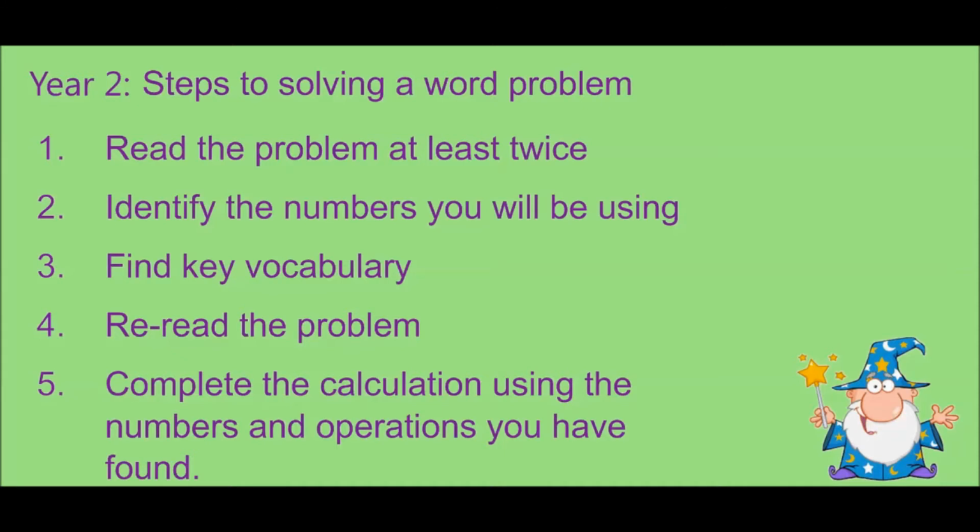Today we're going to use these steps to solve a word problem. Number 1, we're going to read the problem at least twice. We're going to identify the numbers that we'll be using. We're going to find the key vocabulary, which will help us to know whether we're adding or subtracting. Then we're going to reread the problem to make sure we know what we're doing. Then we're going to complete the calculation using the numbers and operations that you have found.